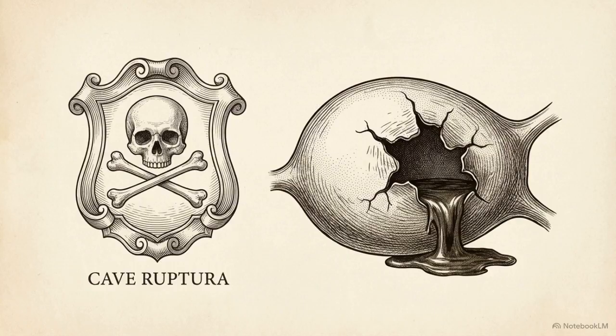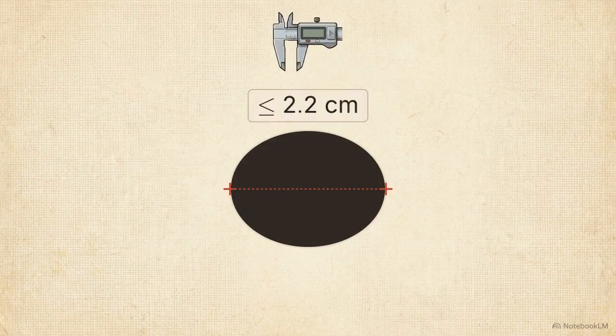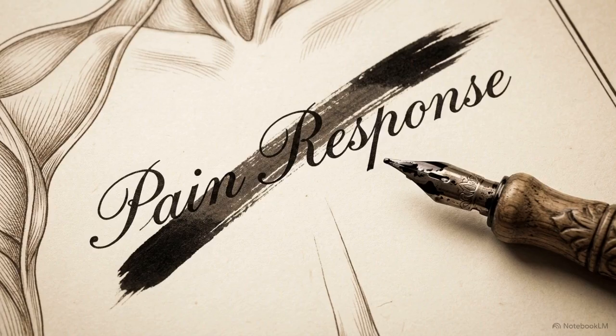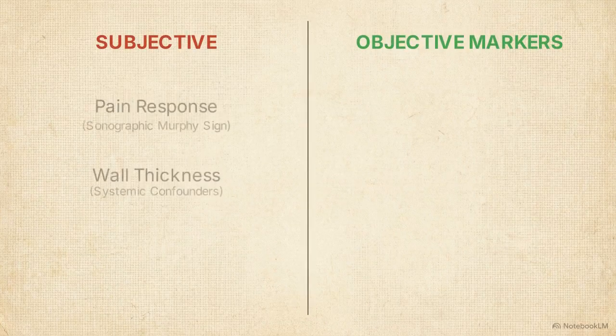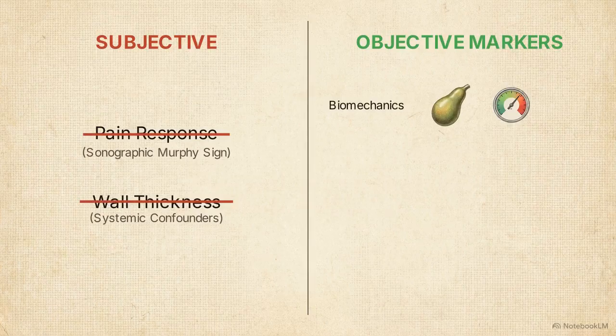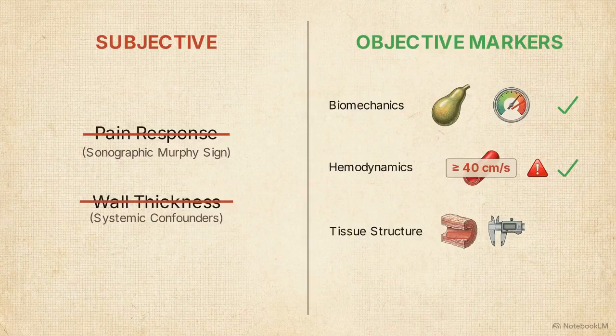To implement this objectively, start with the baseline rule-out criteria. If the gallbladder width measures less than or equal to 2.2 centimeters and appears otherwise normal, acute cholecystitis can be ruled out with high confidence. For cases beyond that baseline, we must move past subjective heuristics. The sonographic Murphy sign and generalized wall thickening are too easily confounded to serve as primary markers. Instead, populate your differential with rigorous, physics-based criteria: the tensile fundus deformation, a cystic artery velocity above 40 centimeters per second, and mucosal layer integrity.